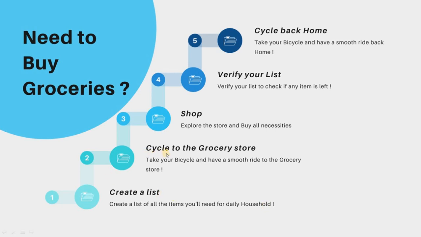Next step is to cycle to the grocery store. Take your bicycle and have a smooth ride to the grocery store. Third is shop. Explore the store and buy all necessities. Fourth, verify your list. Verify your list to check if any of them is left. Fifth, cycle back home. Take your bicycle and have a smooth ride back. These steps are all written in the form of pseudocode here.